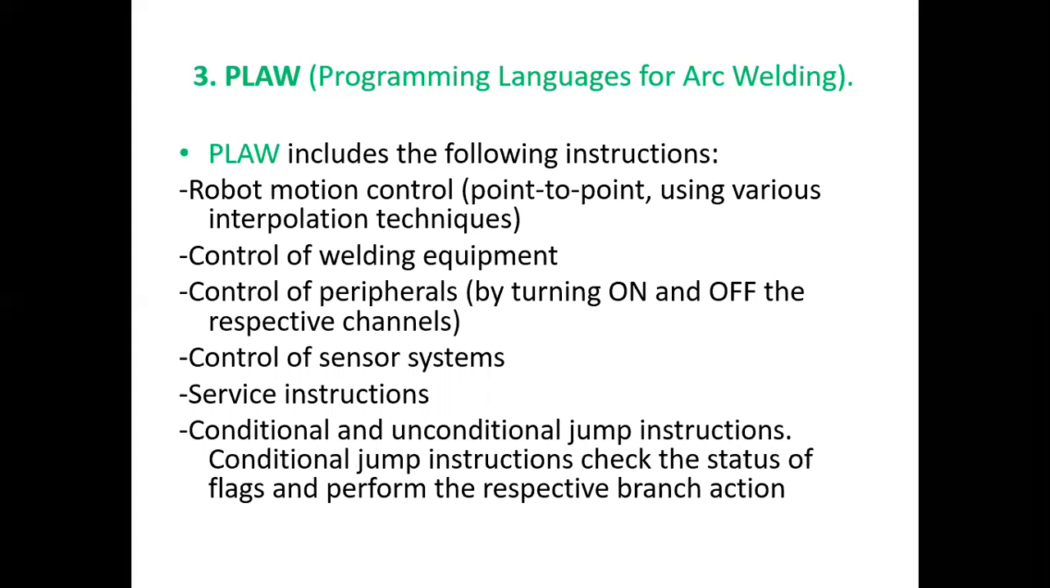These are the following instructions. Robot motion control, defined with point to point moves using various interpolation techniques. Then control of welding equipment. Then control of peripherals by turning the respective channels on and off. Then control of the sensor system. Then service instructions. Then conditional and unconditional jump instructions. A conditional jump instruction checks the status of flags and performs the respective branch action.